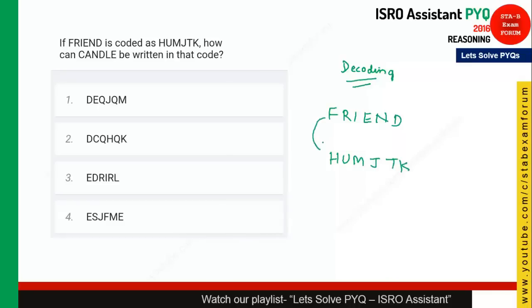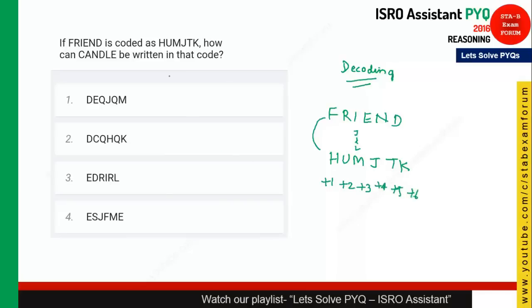How is this being coded? If you look at the characters F G H, after adding one character you get the next character. Then R S T: in between there are two characters, so we are adding two characters and we get the third character. I J K L M: in between there are three characters, so we are adding three characters. It will go on like this, plus 4, plus 5 and plus 6.